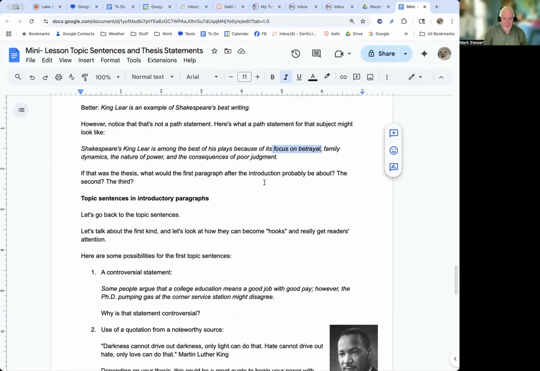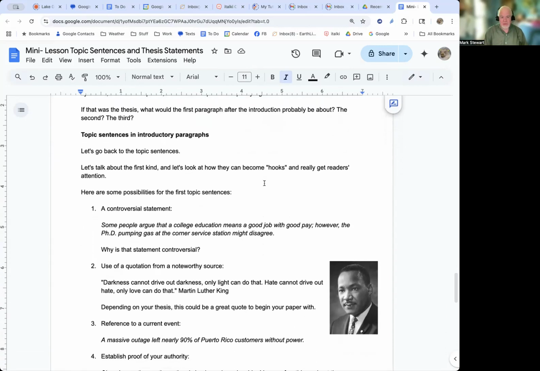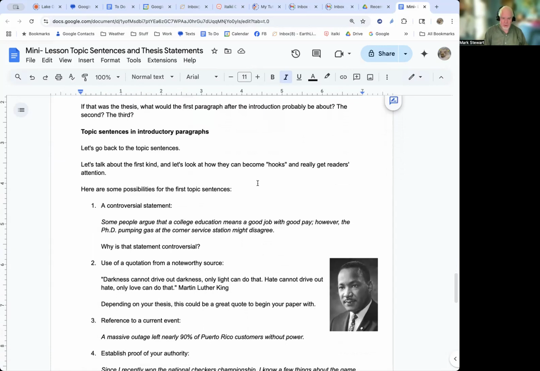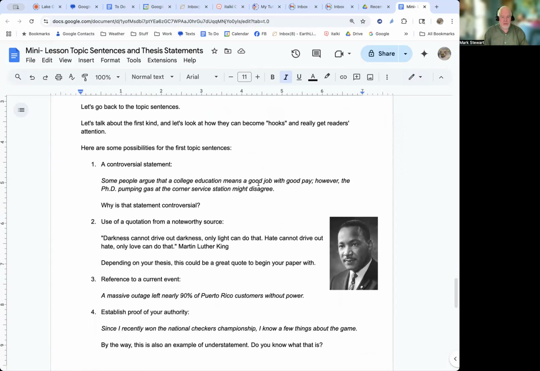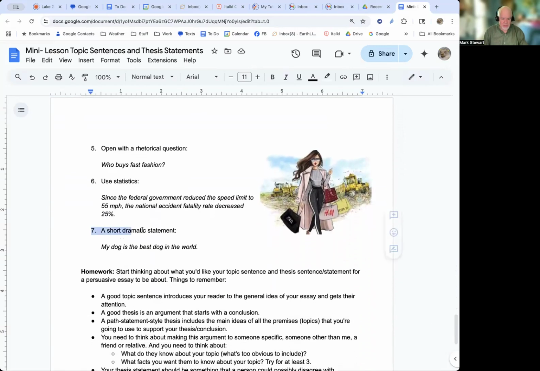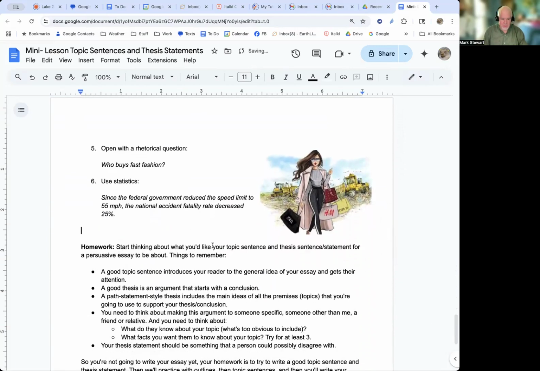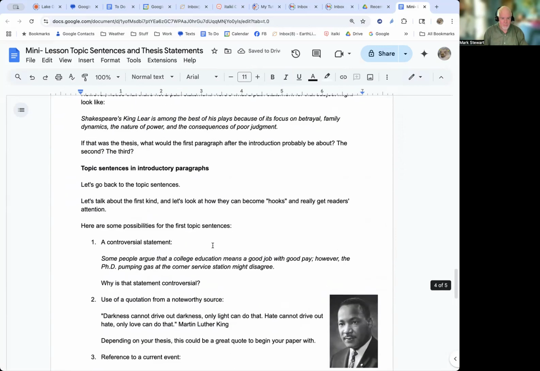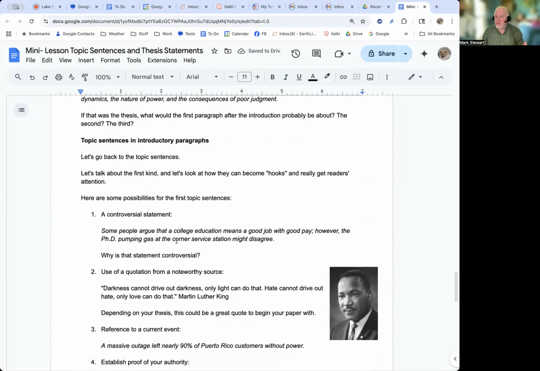Okay. So now let's go back to topic sentences for introductory paragraphs. Here's some ideas. I think I'm going to get rid of one of them because I didn't like it. So we're not going to include that one. You could have a controversial statement. For example, some people argue that a college education means a good job with good pay.